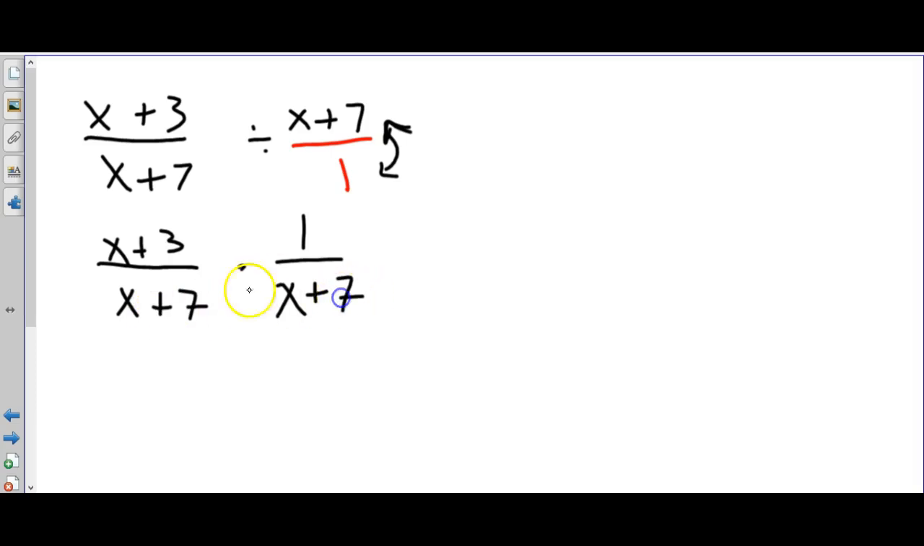These cannot cancel. They're both in the denominator now. That's why it's important. If we didn't flip it, it might have looked like these cancel. Once they flipped, they're both in the denominator. They will not cancel. So we have x plus 3 in the numerator, because anything times 1 is just the thing itself, so we leave x plus 3.